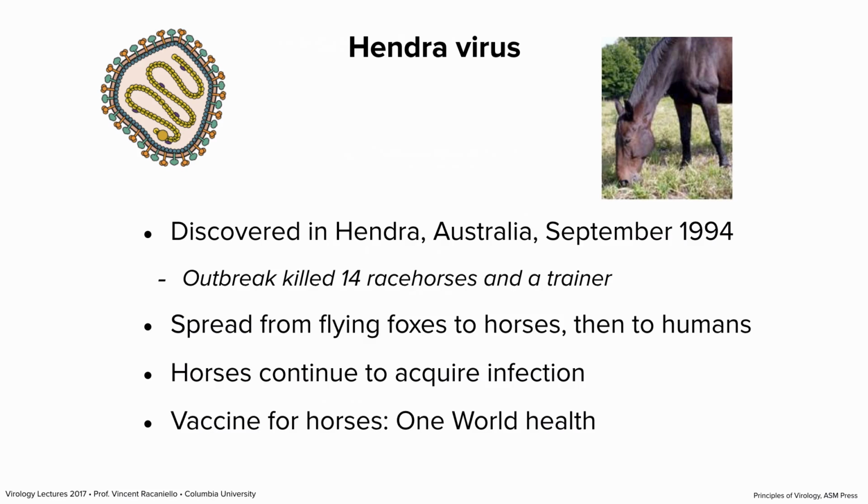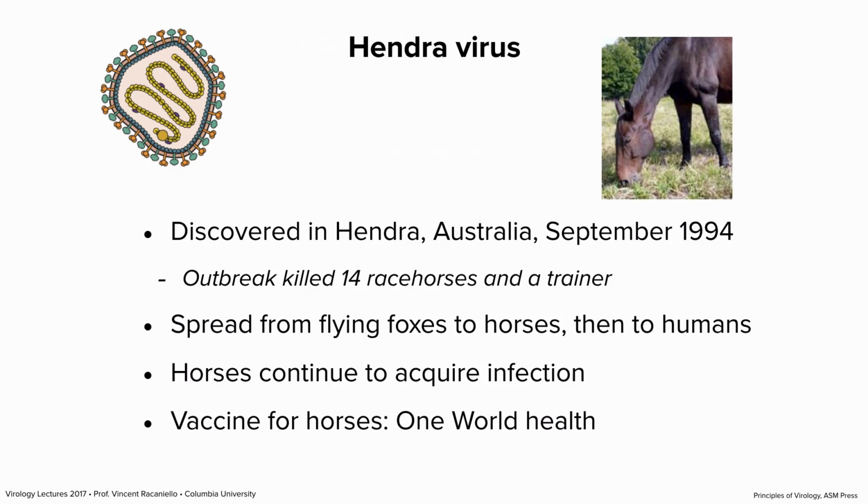So the bats come at night into the places where the horses are living. They contaminate their food. The horses acquire the virus from the bats. They get sick, and of course the trainers are very close to the horses, so they acquire the virus from the horses. And this continues to happen to this day. You can see outbreaks, small outbreaks of infection.